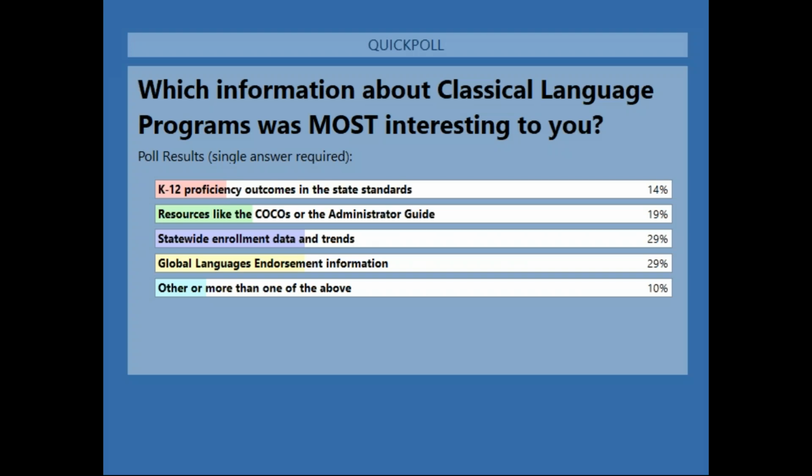It looks like everybody had something they were interested in. There were a lot of folks, almost a third, interested in our statewide enrollment data and trends, as well as our Global Languages Endorsement information. There was also a lot of interest in resources like the COCO documents for local curriculum planning, as well as the Administrator Guide. Some were interested in our K-12 proficiency outcomes in the state standards, and about 10% said that there was something else or more than one of the above was what they were interested in.